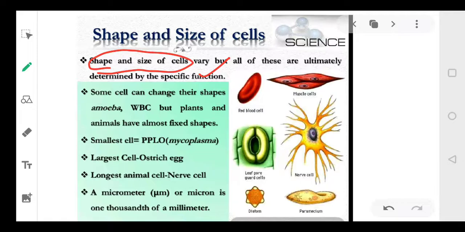Like see, RBC is biconcave in shape. Muscle cells are elongated. Neuron cells, you can see the shape. Stomata cell, see this kind of shape it has. Paramecium has a different kind of shape. So हर cell की shape और size उसके function के हिसाब से होती है. Okay, clear?